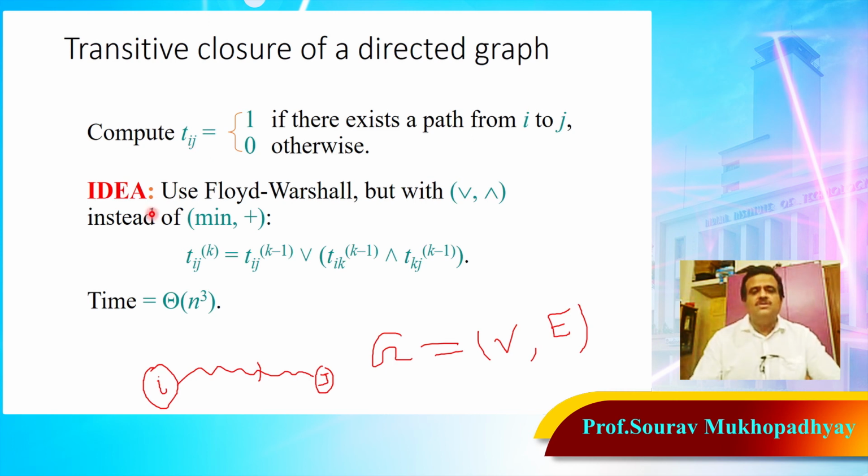For that we will use the Floyd-Warshall algorithm. We will just use this notation, logical OR and logical AND in place of minimum and plus, and for each edge we have a 1.